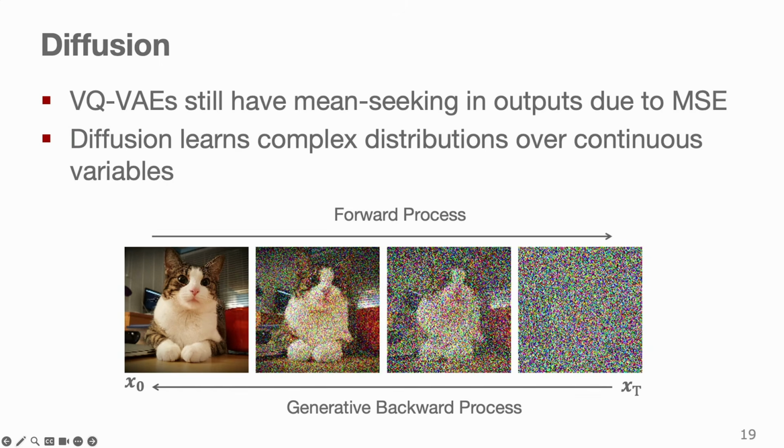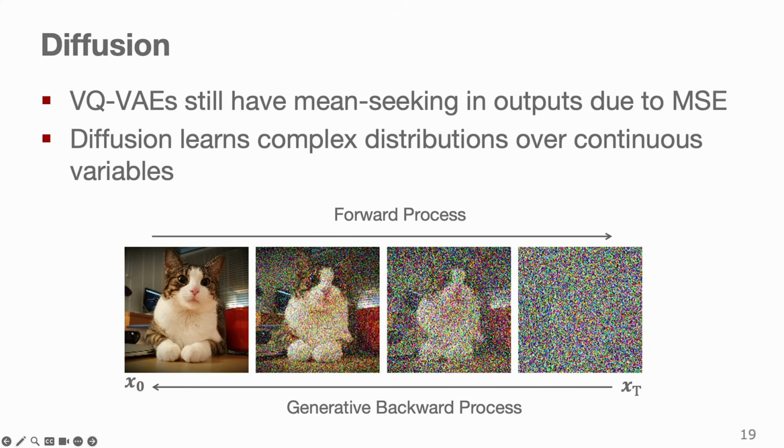So we have seen that VQ-VAEs still have this limitation of mean-seeking behavior in outputs when we use the MSE loss, right? So rather than learning a compressed representation of the latent space and decoding from this space, diffusion models ask: what if we learned directly to model the full continuous distribution over X without any bottlenecks at all?